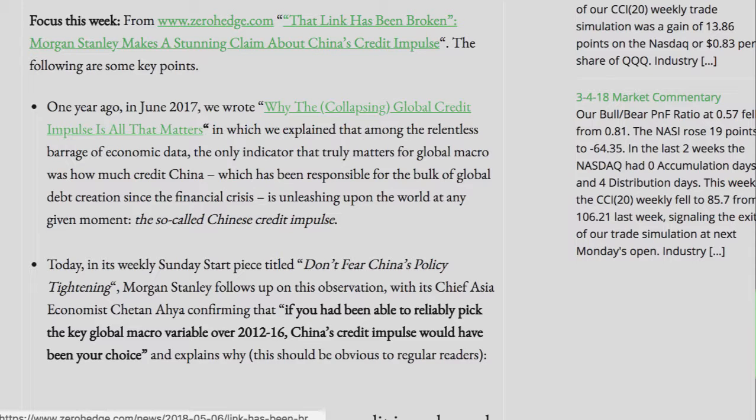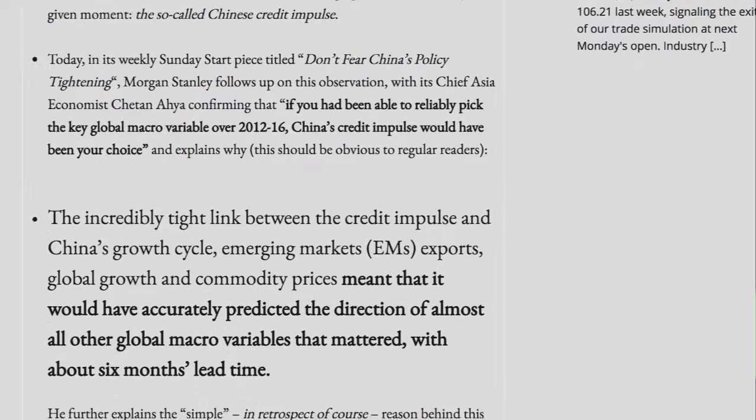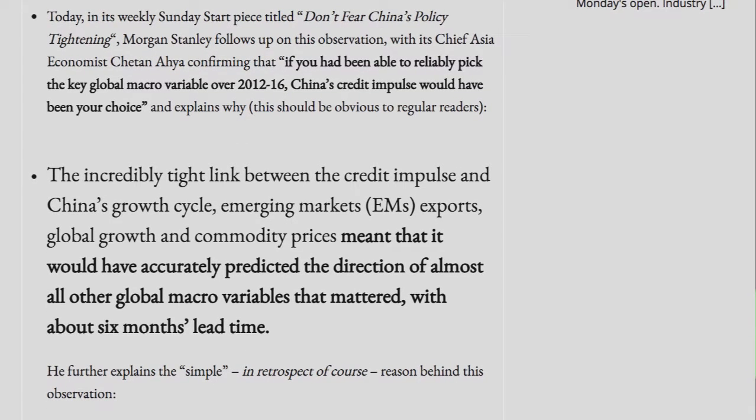Today, in its weekly Sunday start piece titled, "Don't fear China's policy tightening," Morgan Stanley follows up on this observation with its chief Asia economist, Chetan Iyer, confirming that, "If you had been able to reliably pick the key global macro variable over 2012-2016, China's credit impulse would have been your choice," and explains why this should be obvious to readers.